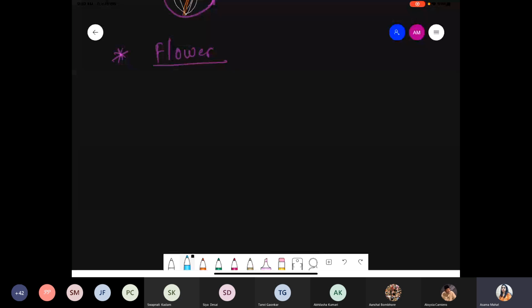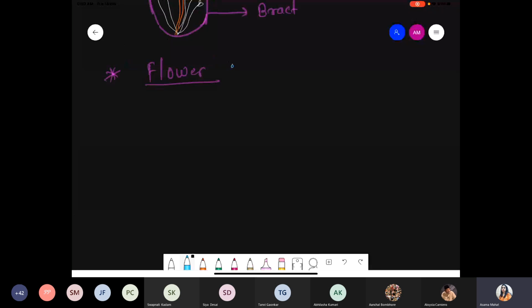Okay, so we are talking about the flower, and first of all, what is the meaning of complete flower? अगर एक भी part missing है, suppose in the case of the flower sepal is missing, so that is not a complete flower. When all four whorls are present, that time we can say that flower is a complete flower. So we are talking about the four whorls.